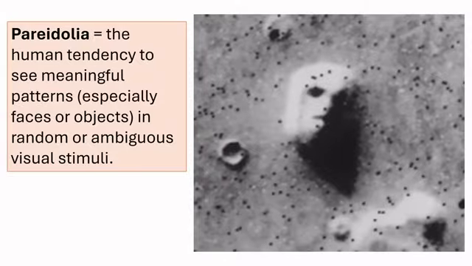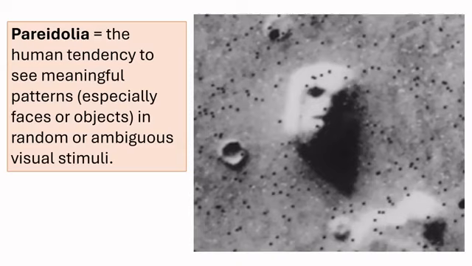Now, a bit similar in radiology, we use a lot of these as well: pareidolias. What are pareidolias? The human tendency to see meaningful patterns like faces or objects in random or ambiguous visual stimuli. And what you see here on this image, that's a mountain or a hill or a crater. I don't really know, I would have to look it up. I think it's some kind of mountain on the planet Mars.